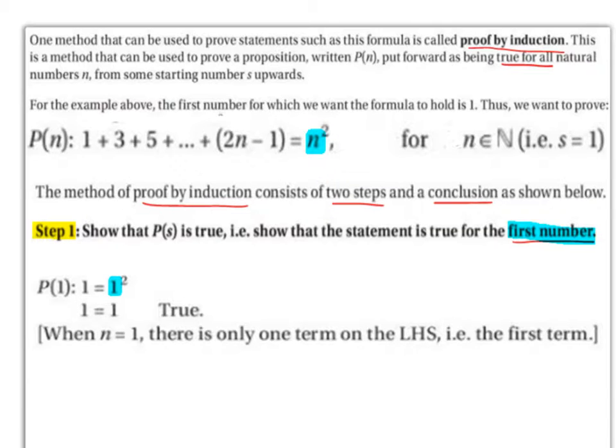So if P of n is equal to 1 plus 3 plus 5 plus dot dot dot plus 2n minus 1 equal to n squared, then P of 1 is going to be equal to 1. So the first odd number, 1, is equal to n squared, which is 1 squared. And since 1 squared is 1, and 1 is equal to 1, P of 1 is true. When n is equal to 1, there is only one term on the left-hand side, i.e. the first term. So when 1 squared was 1, we only had one term on the left, so 1 is equal to 1. So P of 1 is true.